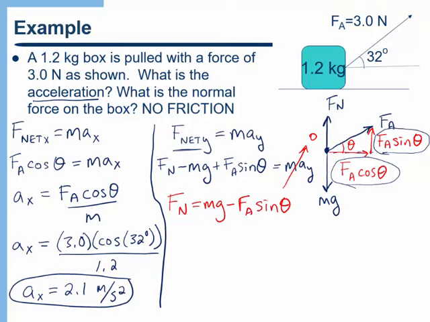I want you to think about that result for a minute before we plug in the numbers. Notice that if we hadn't had this pulling force, then we would have just had that Fn was equal to mg. But because part of what we're doing with that pulling force is pulling up, the ground doesn't have to exert as much force. And that's why the normal force is mg minus the amount that we're pulling up.